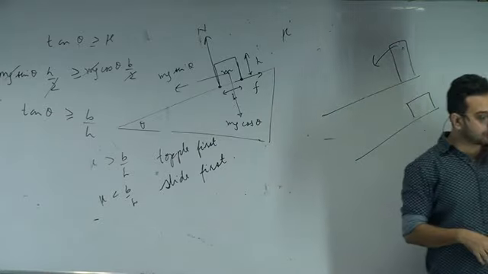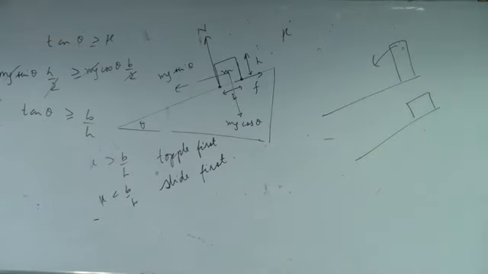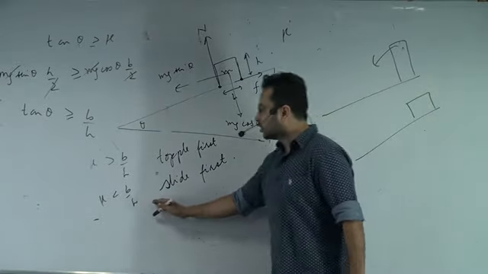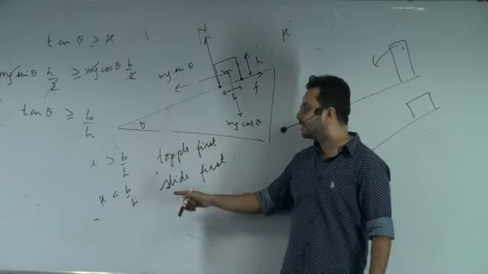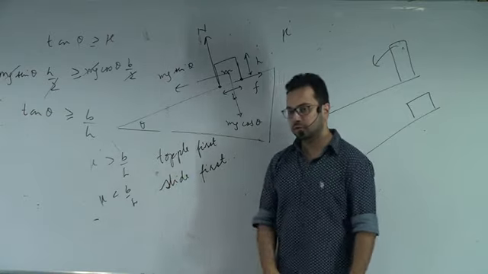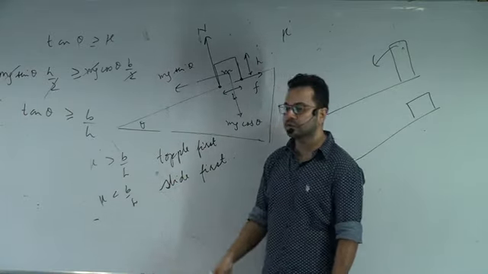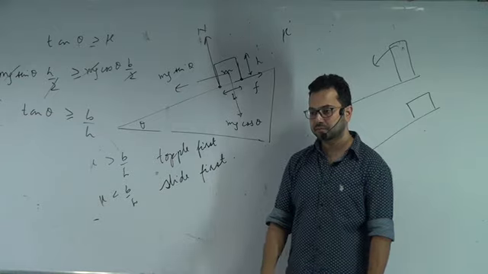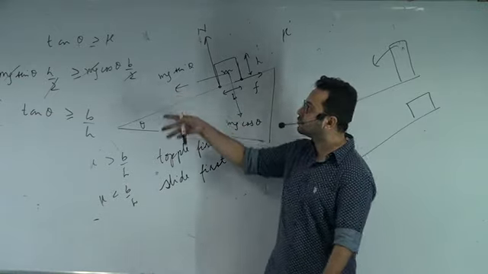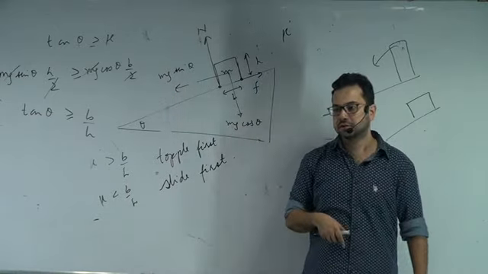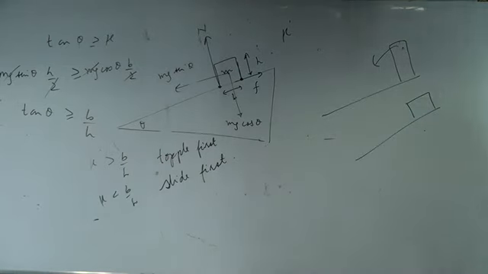Let's do one more question, last question. You'll understand what I want to tell. With mu less than b by h, increasing tan theta will reach which value first? Will it reach mu first or b by h first? Mu first. So if it reaches mu first, it will slide. Is that clear?